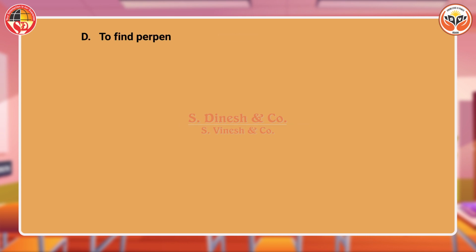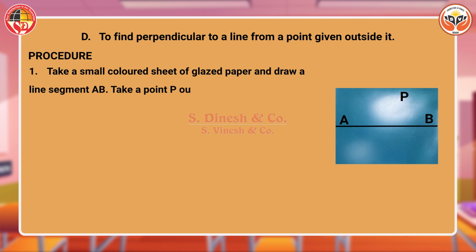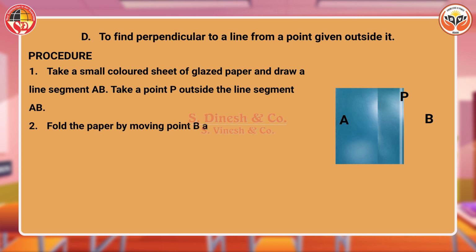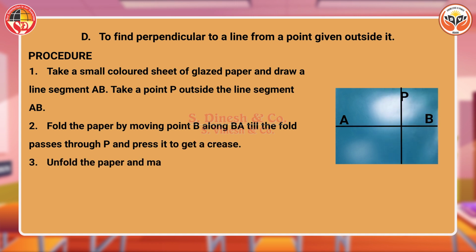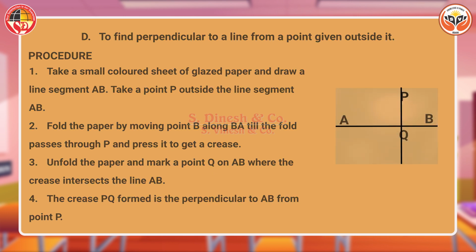D. To find perpendicular to a line from a point given outside it. Procedure: take a small colored sheet of glazed paper and draw a line segment, AB. Take a point, P, outside the line segment, AB. Fold the paper by moving point B along BA till the fold passes through P and press it to get a crease. Unfold the paper and mark a point, Q, on AB where the crease intersects the line, AB. The crease, PQ, formed is perpendicular to AB from point P.